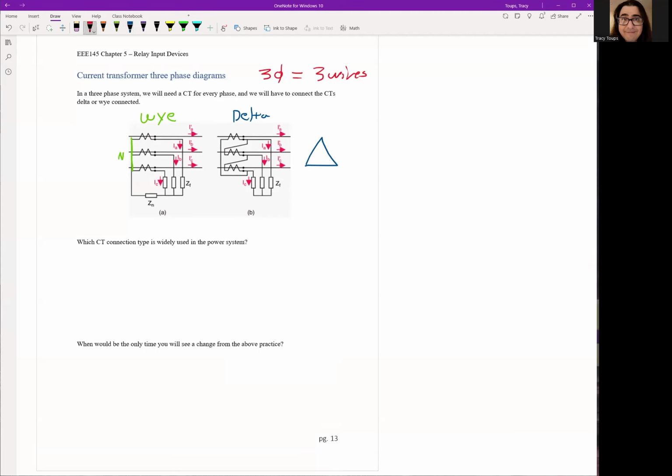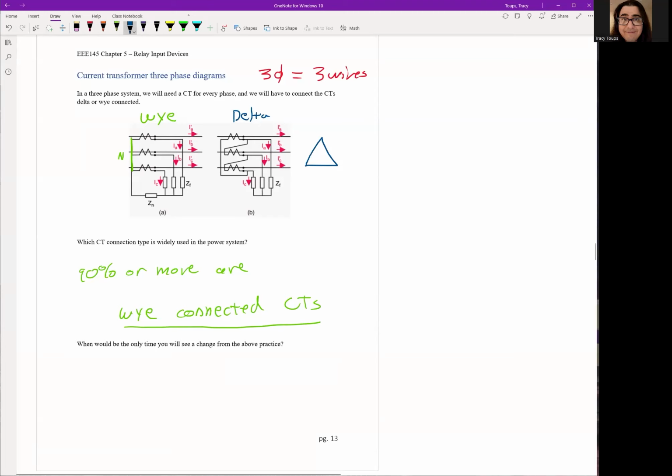Now, in the power systems, which one do we typically see? 90%, probably even more like 95%, are Y-connected CTs. Okay. It's just Y connections are so much easier than delta connections. We just decide, let's just make our lives easier.